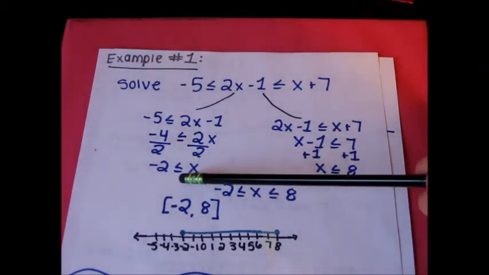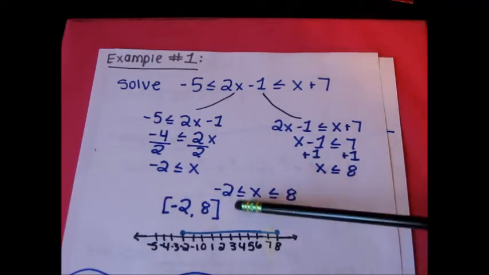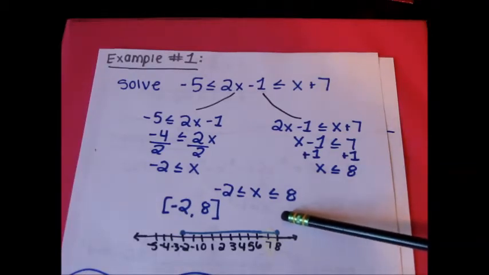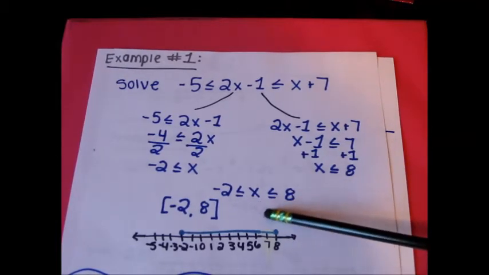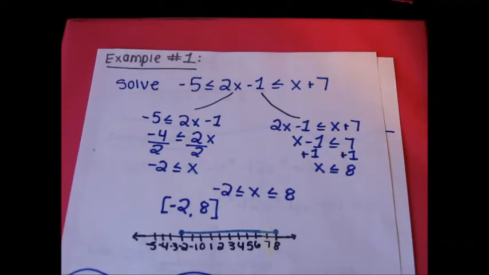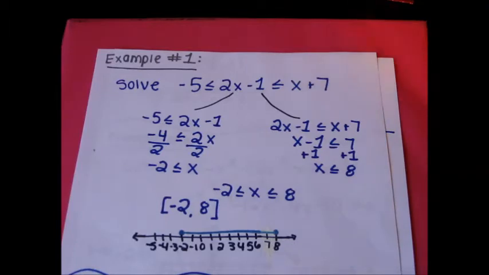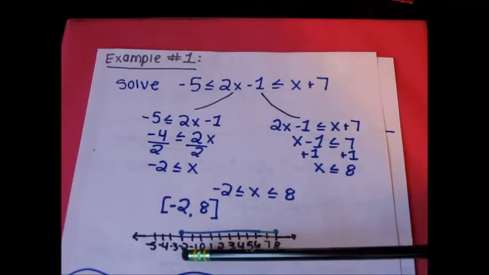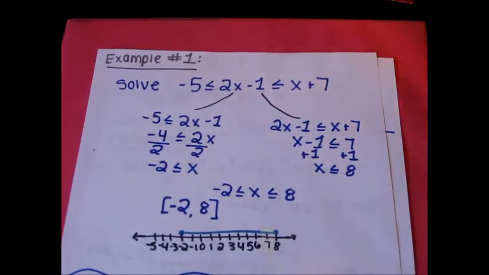negative 2 is less than or equal to x, and x is less than or equal to 8. So combining that, you get negative 2 is less than or equal to x is less than or equal to 8. And since we have the less than or equal to signs on both sides of the x, we know that it's going to be a closed interval. So you would put negative 2 comma 8 in brackets. And taking a look at the number line for this, it would simply just be closed and stopped at the value of negative 2 and 8, and anything in between there would be your interval.